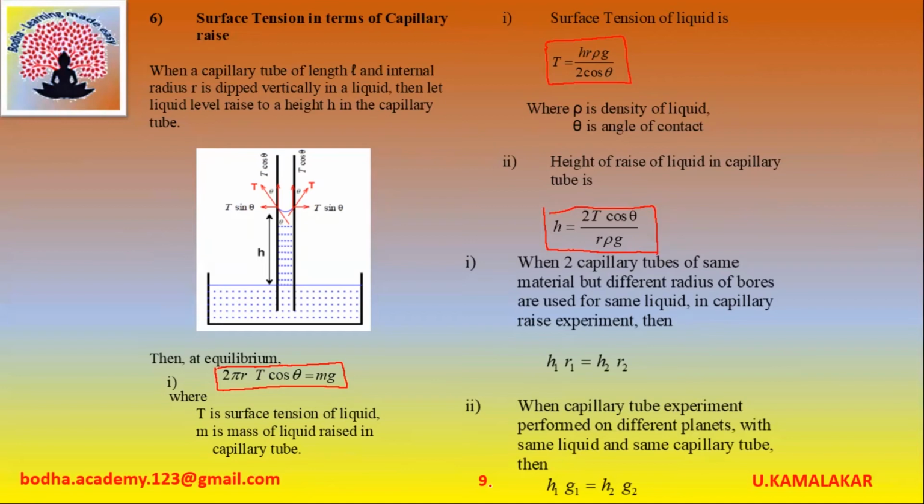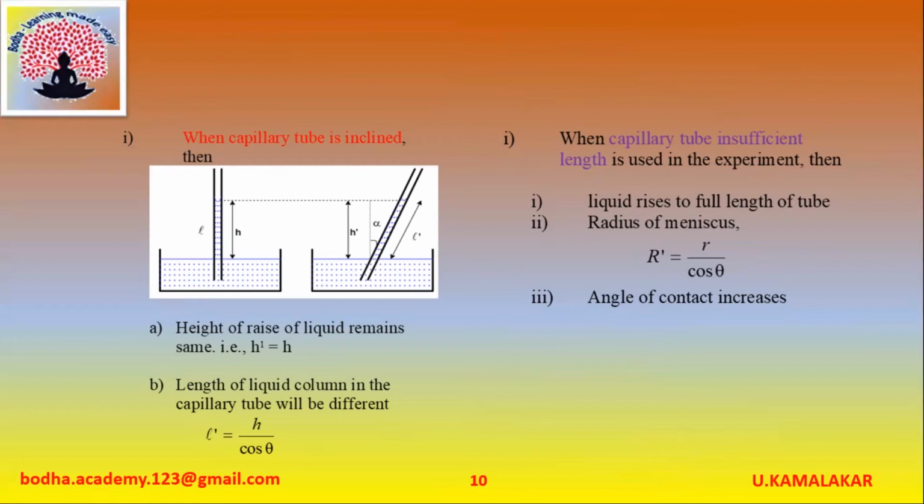When two capillary tubes of the same material but different radius of bores are used for the same liquid in a capillary rise experiment, then the relation h1 r1 equals h2 r2 can be used. When the capillary tube experiment is performed on different planets with the same liquid and the same capillary tube, then the relation between h and g is given as h1 g1 equals h2 g2. Next point. When the capillary tube is inclined, then the height of rise of liquid remains the same. That is, h dash equals h.